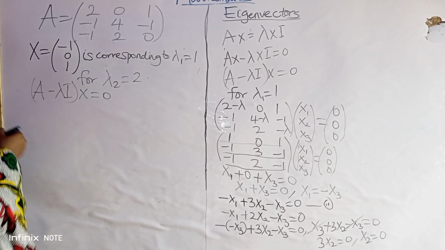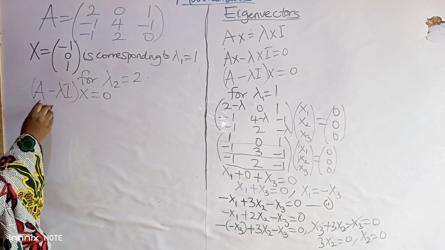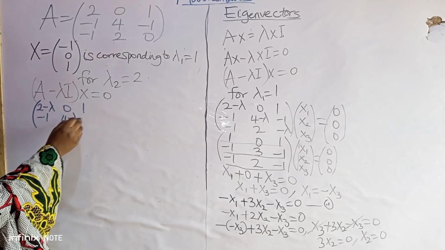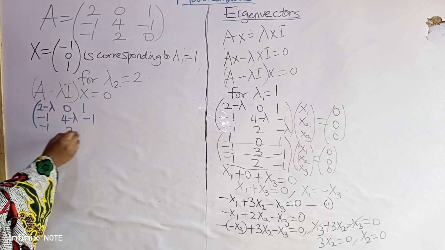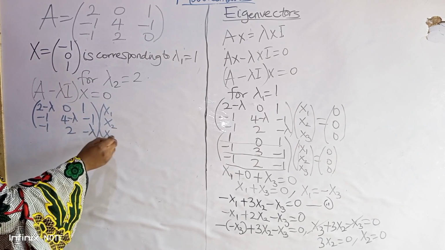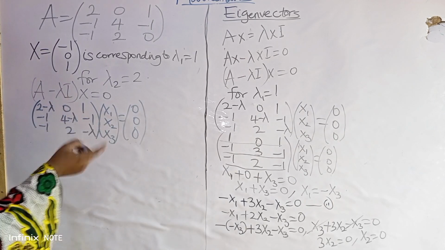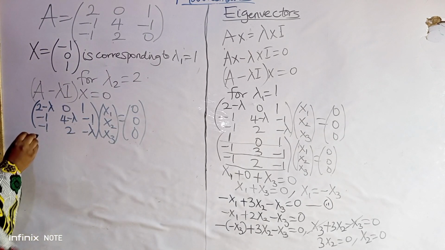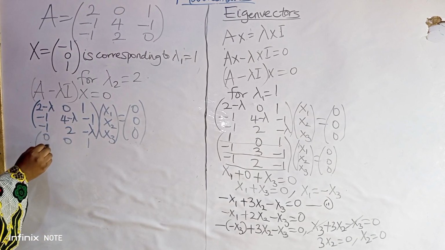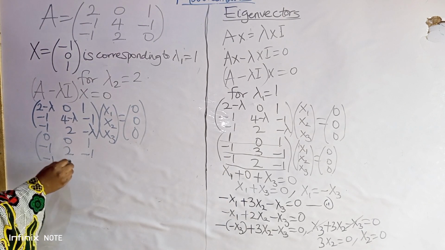So from here, we have our A minus lambda I, which is [2 minus lambda, 0, 1; minus 1, 4 minus lambda, minus 1; minus 1, 2, minus lambda], multiplied by [x1, x2, x3] is equal to [0, 0, 0]. And here our lambda is 2. So we have 2 minus 2, that is 0, 0, 1, minus 1. 4 minus 2, that is 2, minus 1, minus 1, 2.